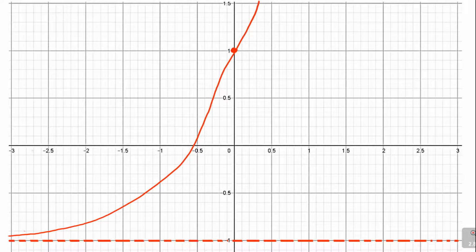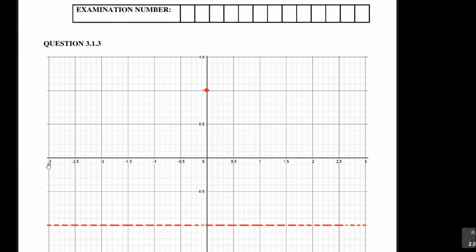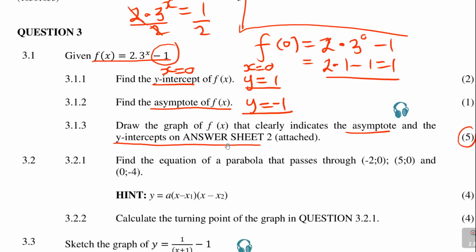Okay, can I make it a little bit smaller, to be able to come up with a much better graph. So it's an exponential graph, and remember this is an asymptote, something like that. Yes, that is f of x. This is the graph of f. All right, are there any questions? That was that. It's 5 marks.